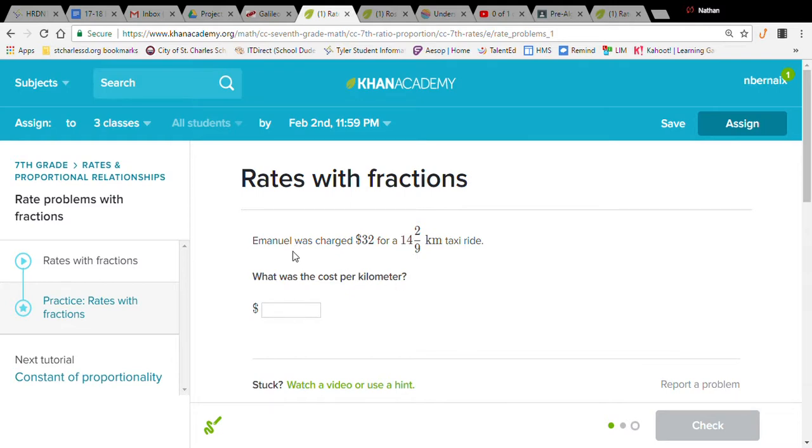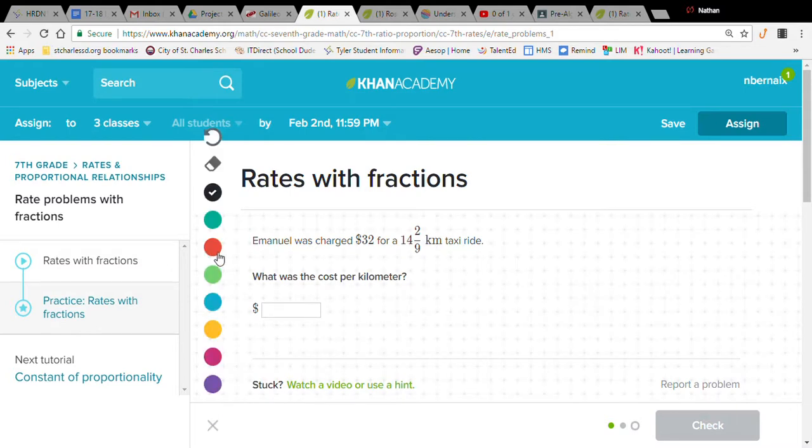So let's read it. Emmanuel was charged $32 for a 14 2/9 kilometer taxi ride. What was the cost per kilometer? The first thing that I would do is convert this mixed number into an improper fraction, because that's going to make it much easier to work with. The way you do that is multiply 14 times 9 and then add 2. So what you wind up with is 128 over 9. We're going to cross that out and use that improper fraction instead. Again, you get that by doing 14 times 9 plus 2.